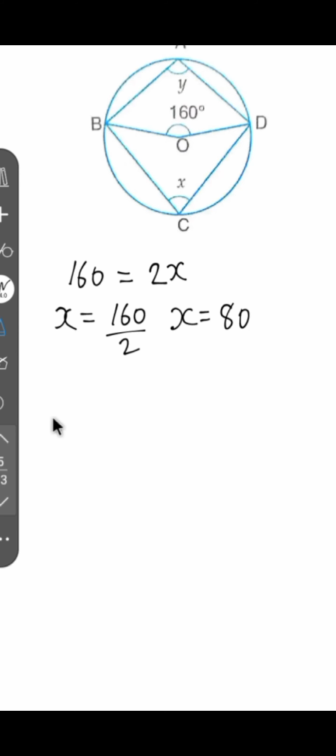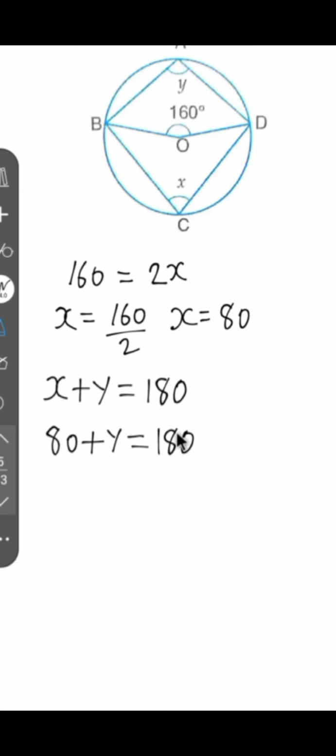Then, I will use the cyclic quadrilateral theorem because these two are opposite. So I will say x plus y equals 180. Now, we already got x as 80. So we can just say 80 plus y equals 180. So y equals 180 minus 80. y equals 100. So this is a very simple question. So now let's solve another one.